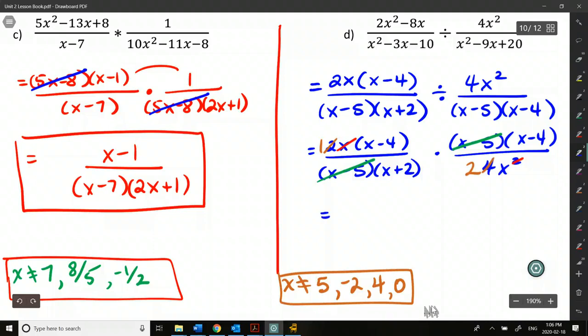Okay. So x minus 4 times x minus 4. The simplest way we can write this is x minus 4 squared. Okay, and then on the bottom, we have an x times x plus 2. Oh, a 2x times x plus 2, actually.